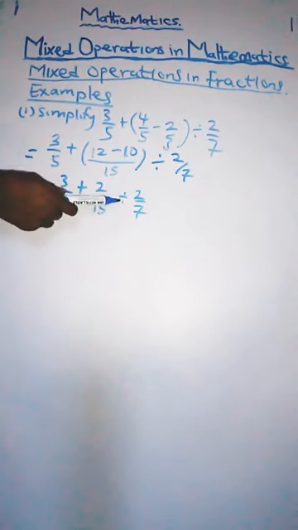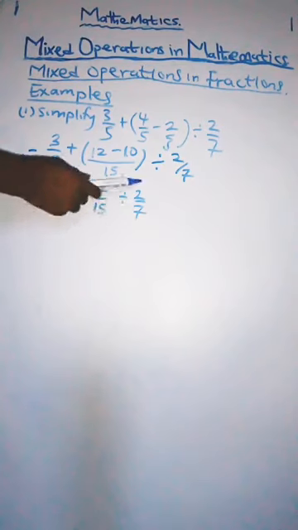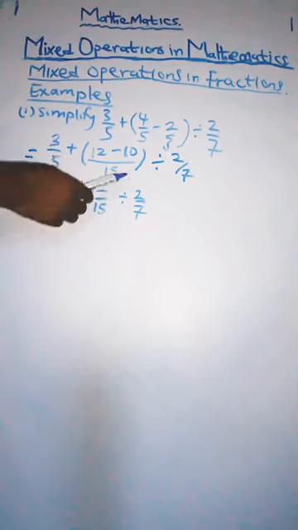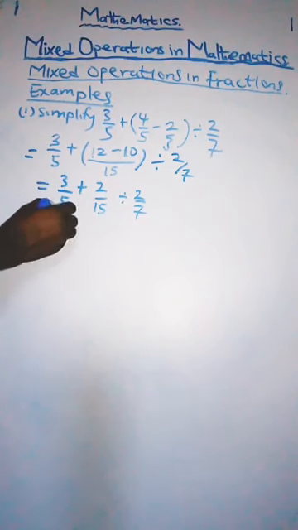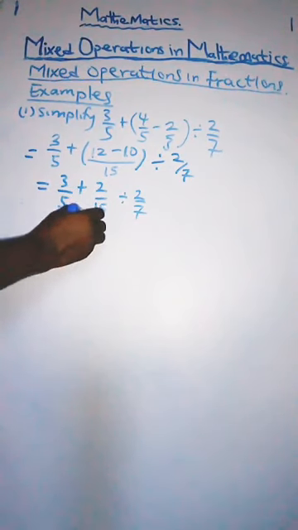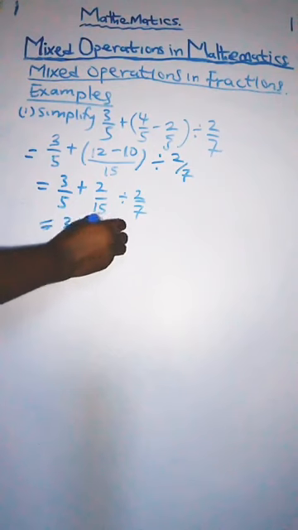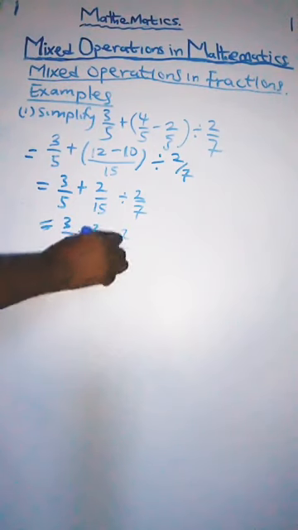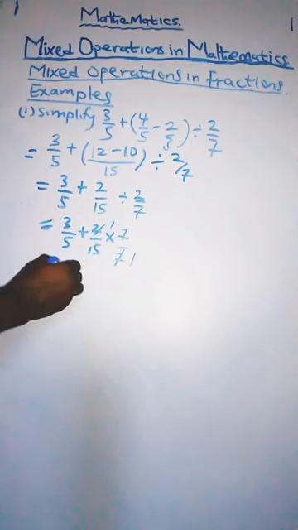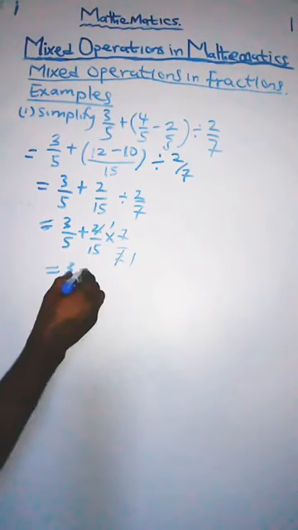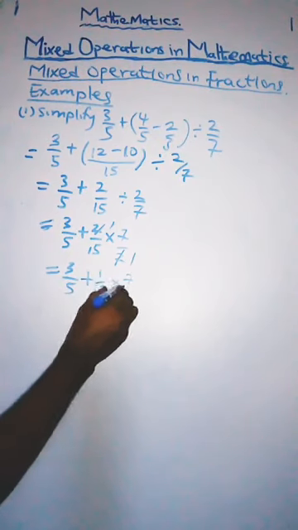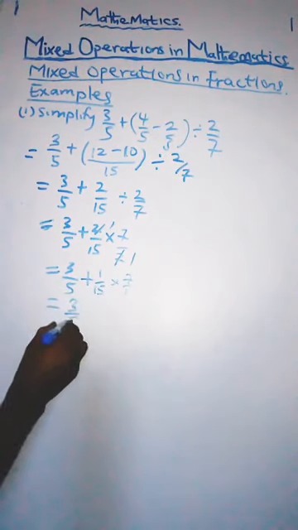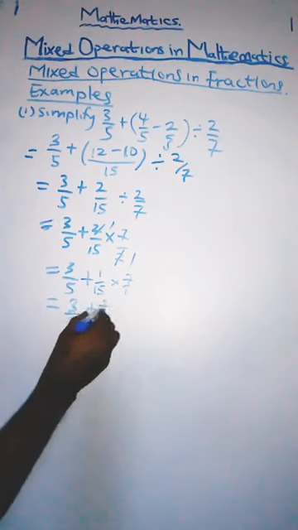The next operation should be division. So this fraction will undergo inverse operation. So this one will go up, this one will come down. So we have 3 over 5 plus 2 over 15 times 7 over 2. 7 over 2, yes. So 2 here 1, 2 here 1. So we now have 3 over 5 plus 1 over 15 times 7 over 1. So this is now 3 over 5 plus 7 over 15.